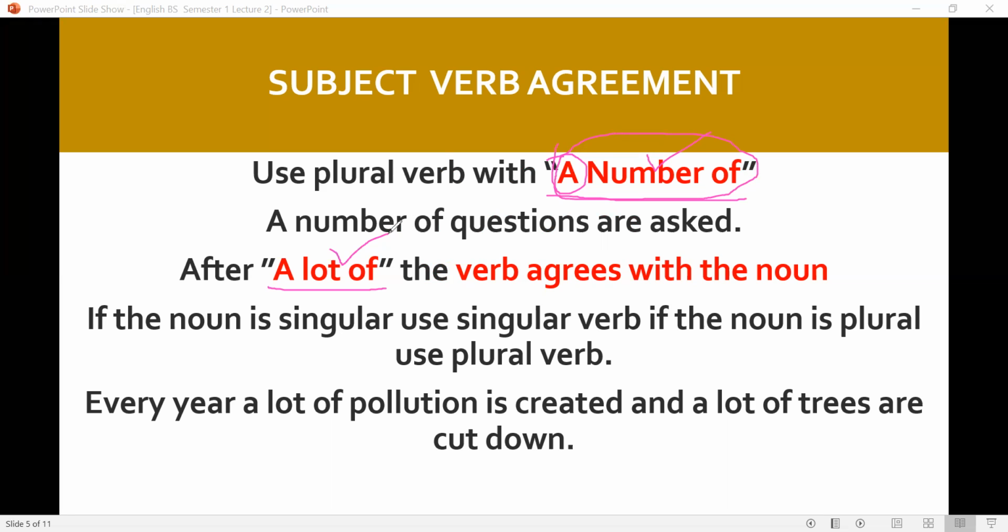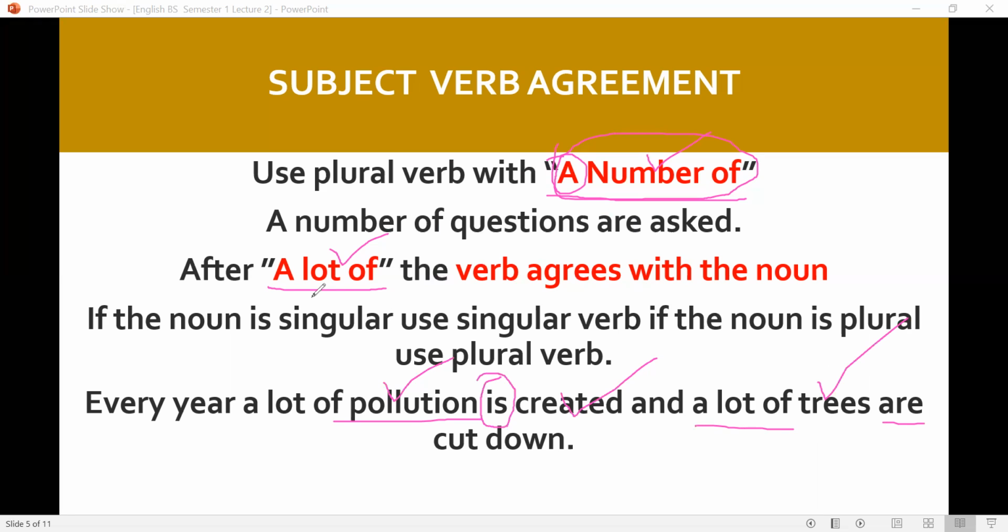If the noun is singular, use a singular verb. If the noun is plural, use a plural verb. Every year, a lot of pollution is created. Pollution is a singular subject, and this verb is singular. A lot of trees. After a lot of, there is the word trees, which is plural. So a plural verb has been used here: a lot of trees are cut down.